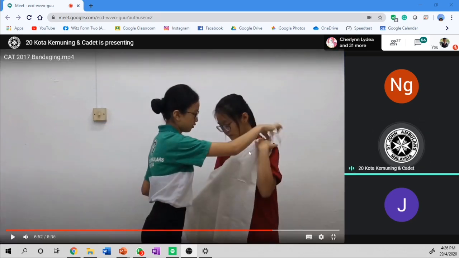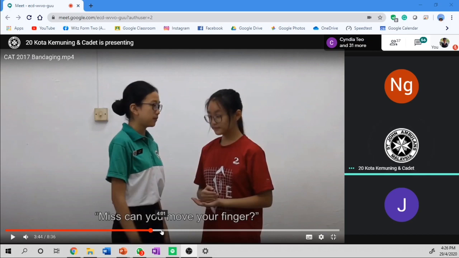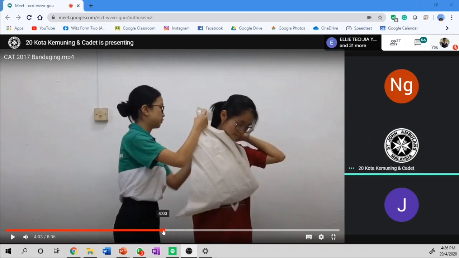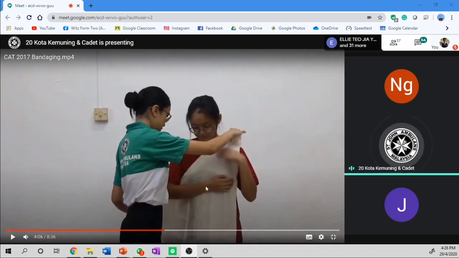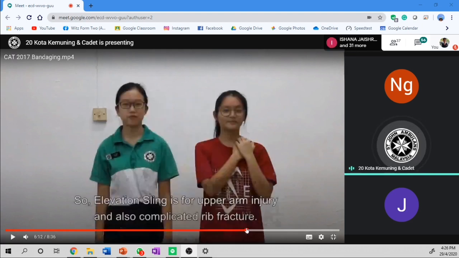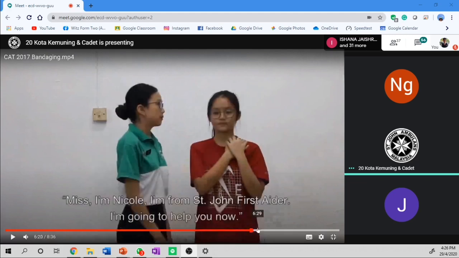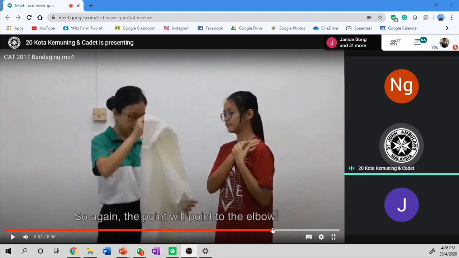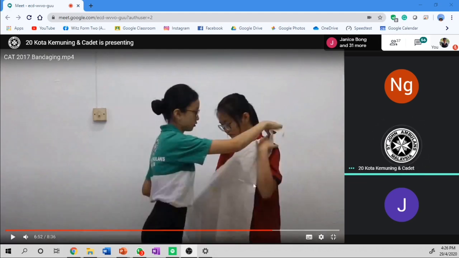The bandage is outside this time. Okay, before, the elevation sling is inside, as you can see. So very important lah: elevation sling inside, the arm is outside here, and then the arm sling is outside here. Okay.